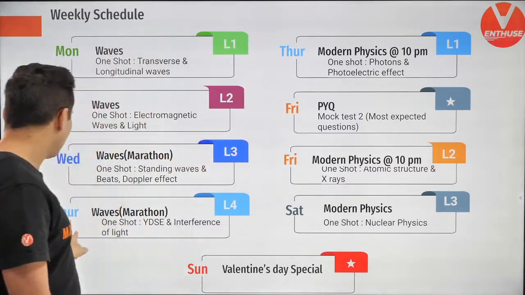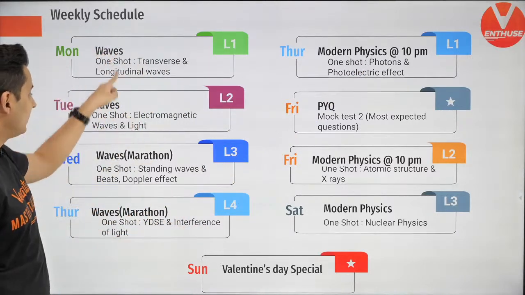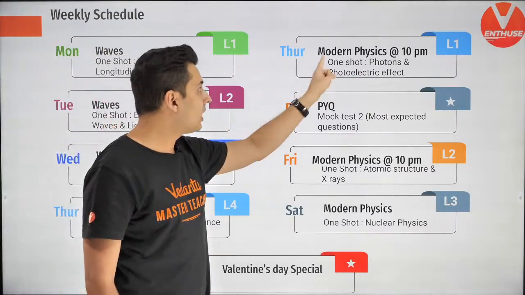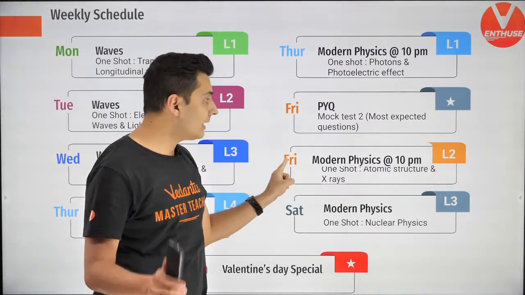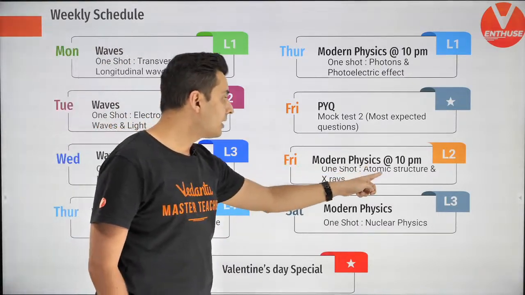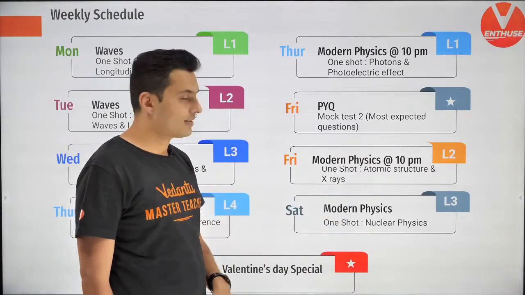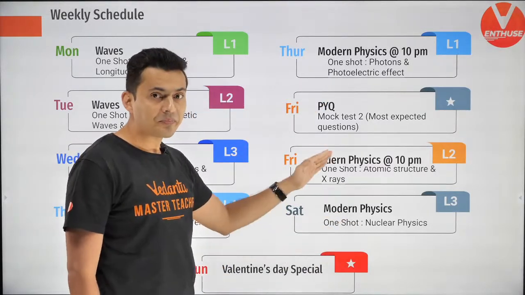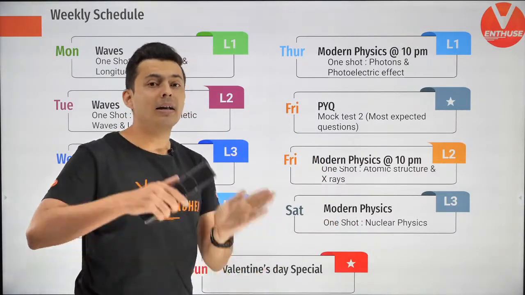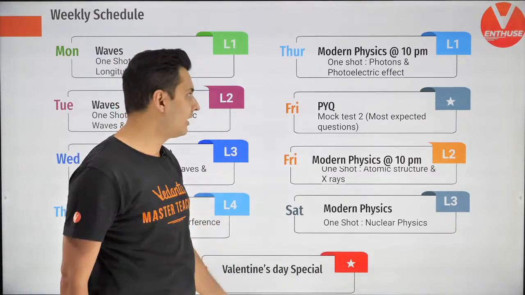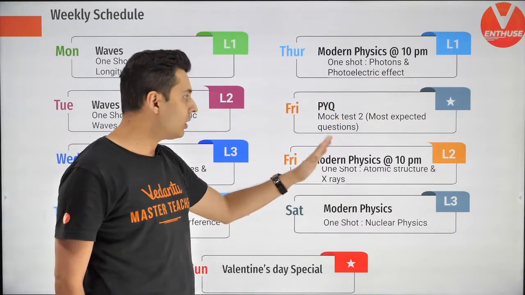Then same day, Thursday, remember this is at 10 o'clock. Usually our lectures are at 7 o'clock. At 10 o'clock, I'm going to start with modern physics, photons, photoelectric effect. Then on Friday night, it's going to be atomic structure and X-rays, and on Saturday, nuclear physics. So that completes most of the parts of modern physics. The only thing which is remaining is semiconductors. That would be done on Monday next week. Keep that in mind. And mock test number 2 on Friday at 7 o'clock. Keep that also in mind.